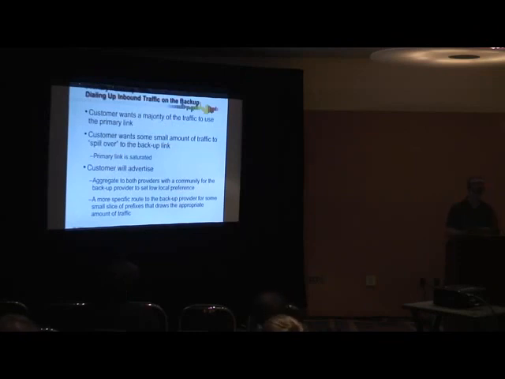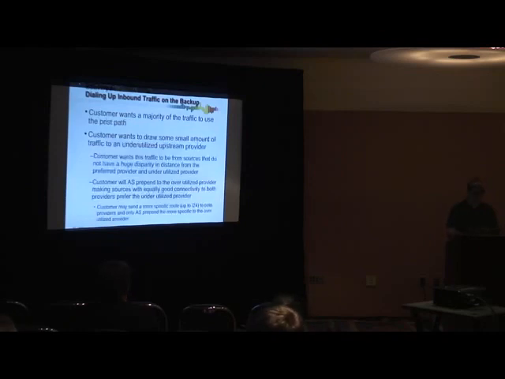So primary backup. In this case, the customer wants a majority of the traffic to use the primary link, but they want some small amount of traffic to spill over to the backup link. For example, maybe the primary link is saturated. So what the customer will do is they'll advertise the aggregate across both links, and they'll advertise a community across the backup link for the backup provider to set a low local preference. And then they'll take some small slice of a more specific route and advertise that over the backup link to the backup provider to draw some traffic just to that set of destinations.